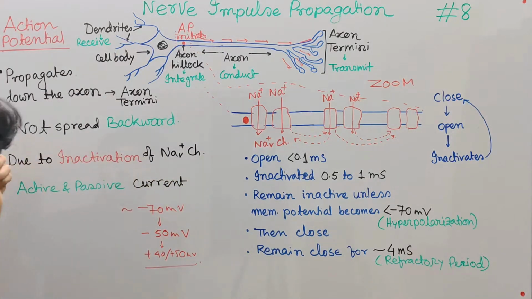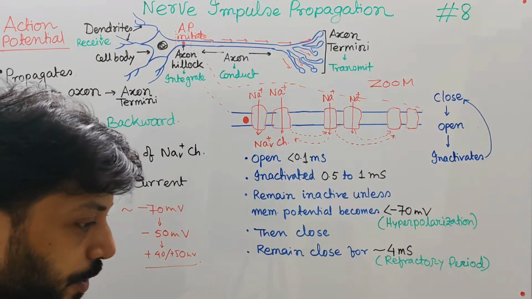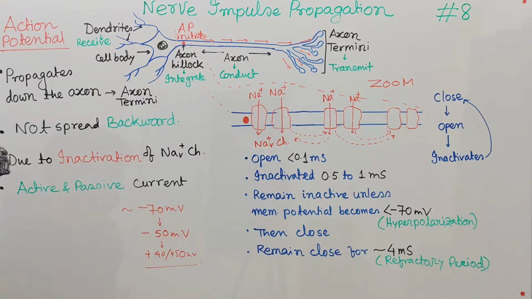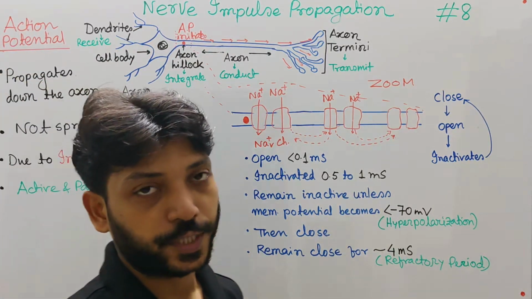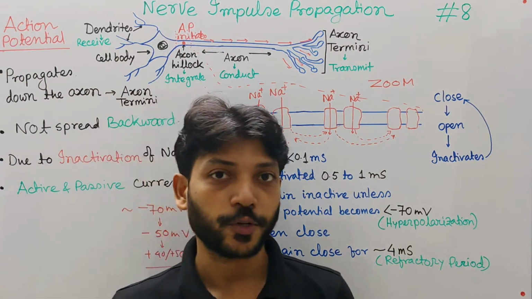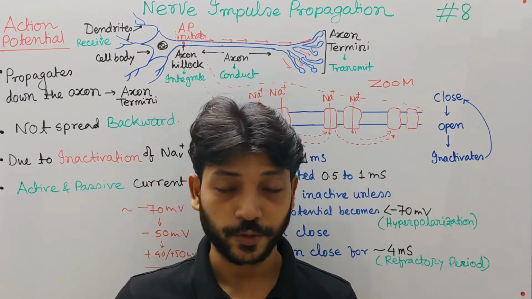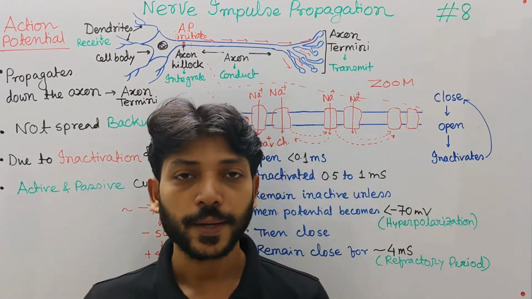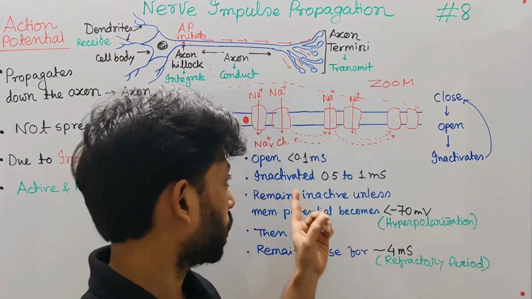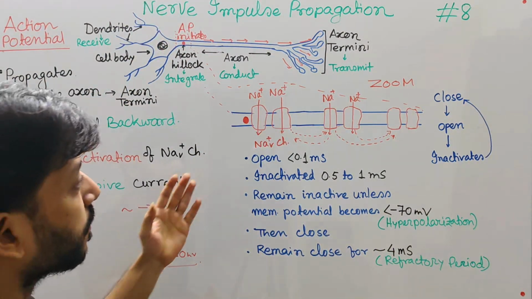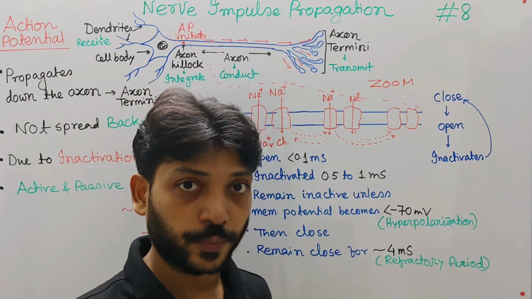Now the question is why action potential does not spread backward, and the answer is it is due to the inactivation of voltage gated sodium channel. Now in my previous video I have already mentioned that voltage gated sodium and voltage gated potassium channels are responsible for the generation of action potential, but in this video I will only focus on voltage gated sodium channel. If we zoom into these portions of the axon, we will find that many voltage gated sodium channels are present.